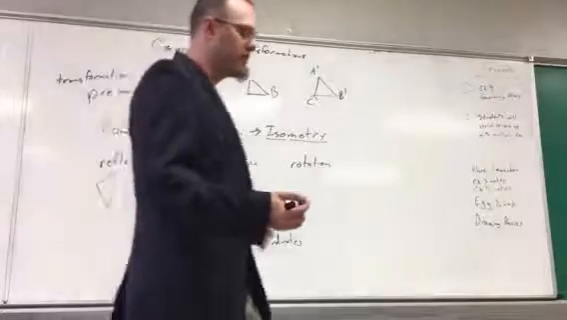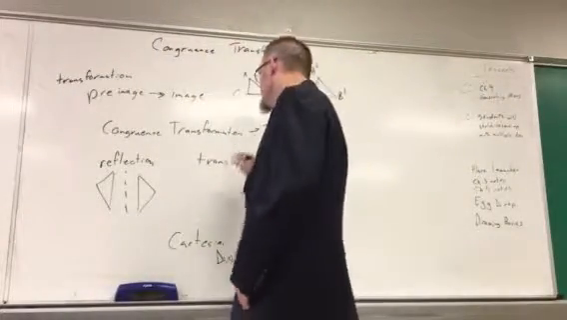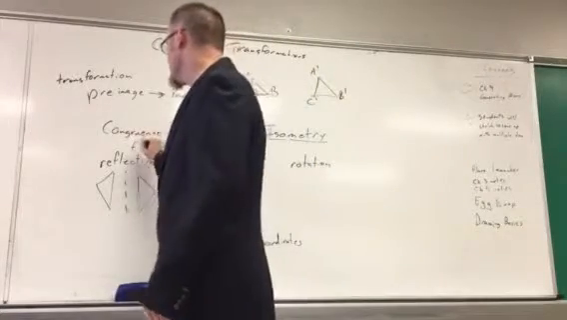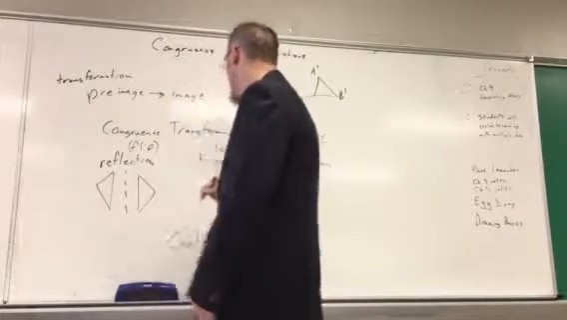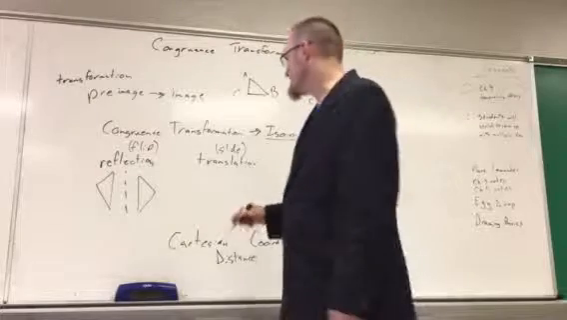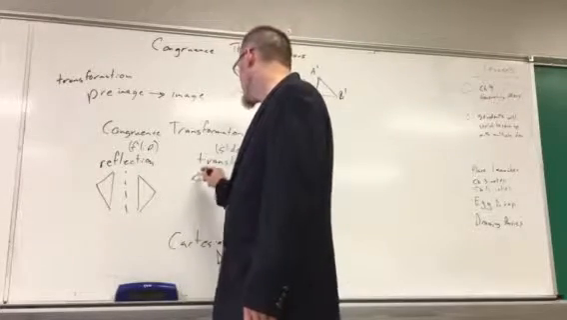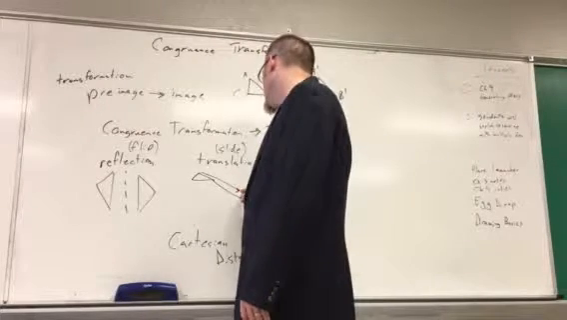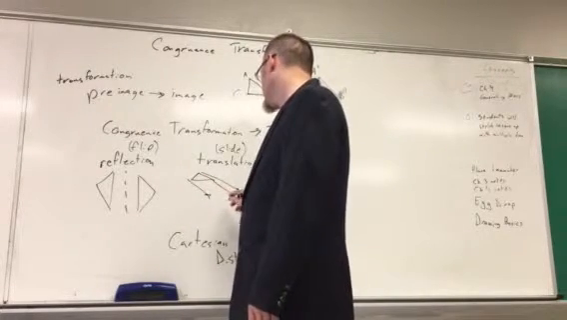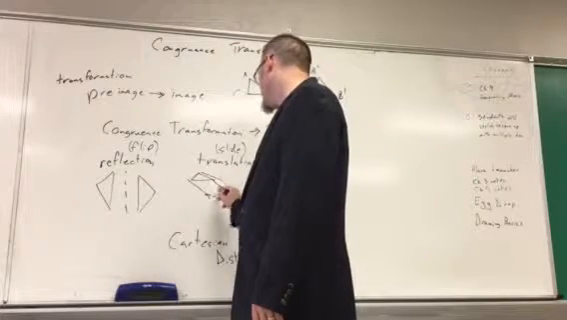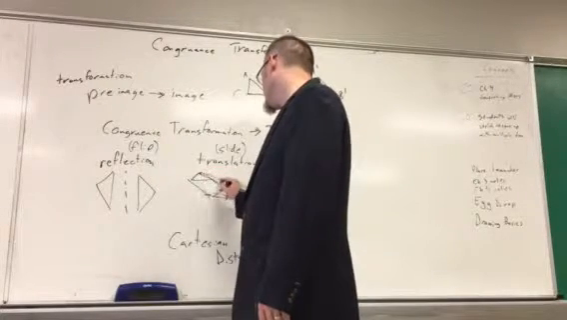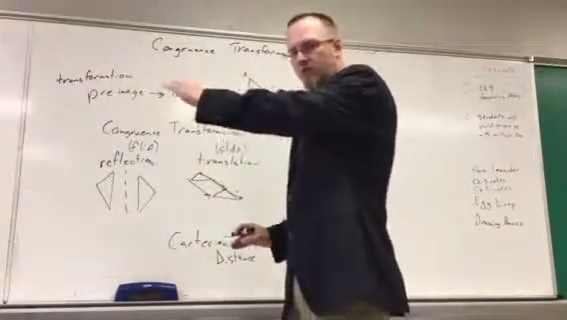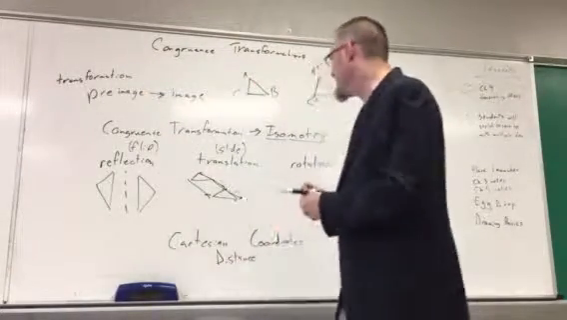When we've got a translation, it is a slide. You can think of the reflection as a flip. It's going to flip what we're working with. A translation is going to slide it. So if we have this triangle up here, we take all of these and we move them the exact same distance, and then we have our shape down here. We just take where it is and we slide it down to somewhere else.